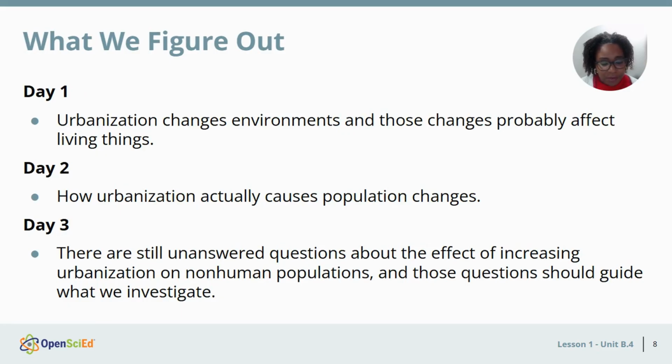So, what do we figure out? Well, on day 1, we figure out that urbanization changes environments, and those changes probably affect living things. On day 2, we figure out how urbanization actually causes population changes. And then by day 3, we figure out that we still have a lot of unanswered questions about the effect of increasing urbanization on non human populations. Those questions are what's going to guide what we investigate next.